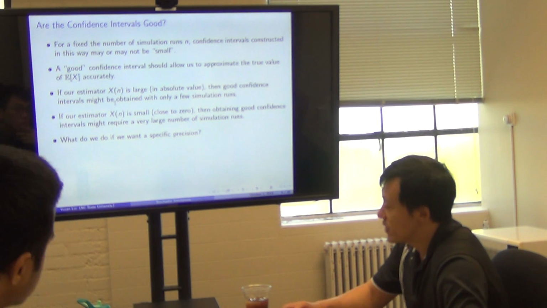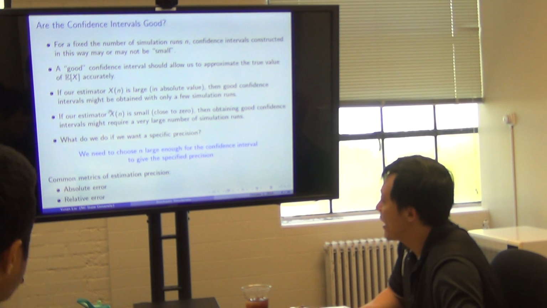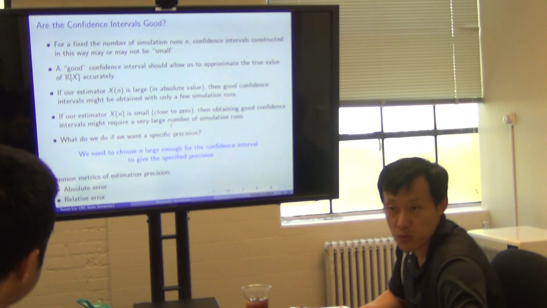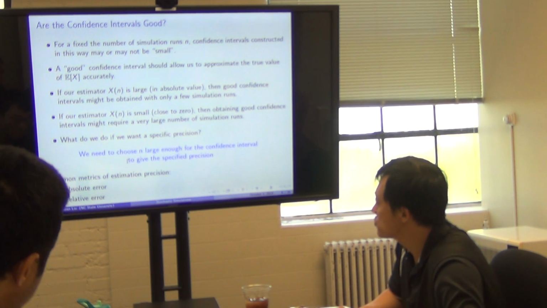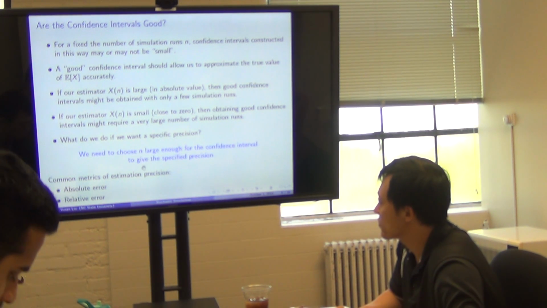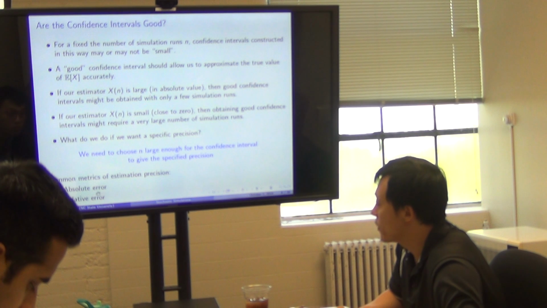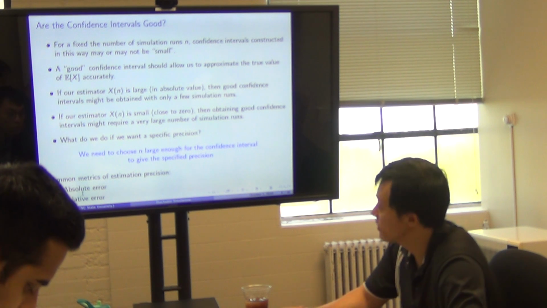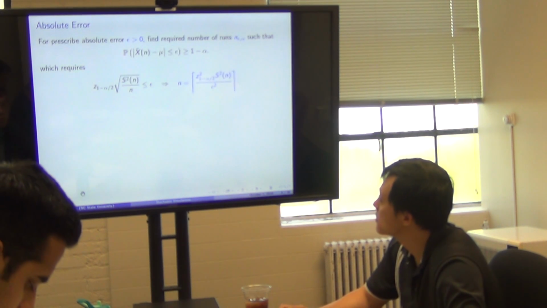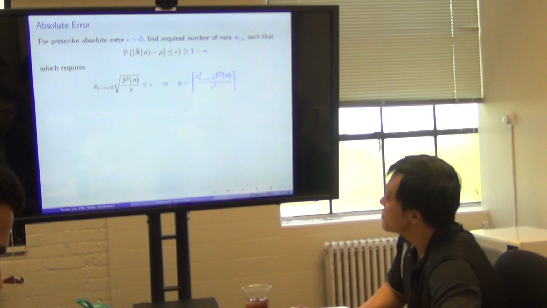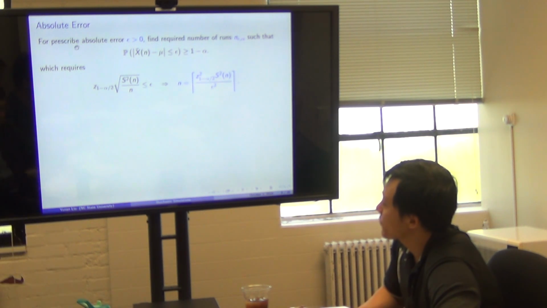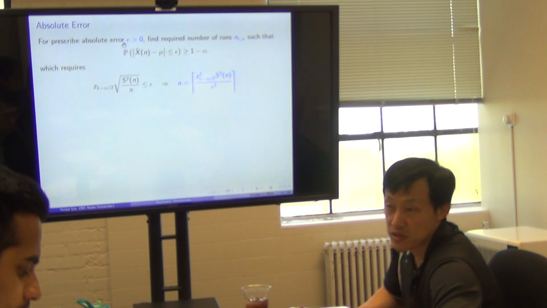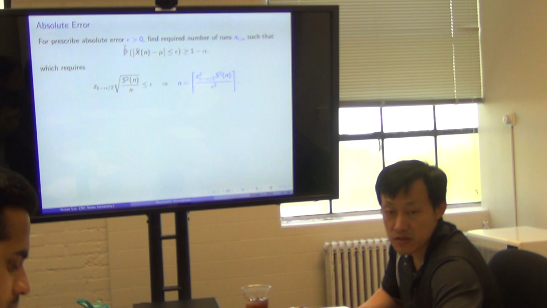So the question here is, what if we have a specific precision level? We need to choose an n large enough for the confidence interval to meet a given precision level. There are two ways in general to measure precision: absolute error and relative error. Let's see what absolute error is. Let's say we prescribe an absolute error epsilon, which is positive.